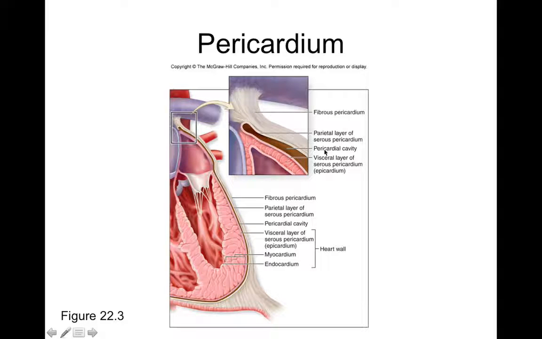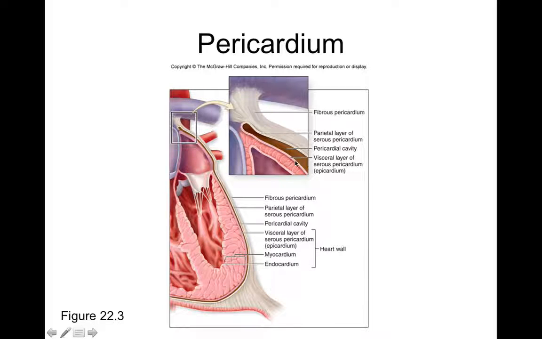So what's the main function of the fibrous pericardium again? Protection, and it prevents overfilling. How about the serous pericardium? Lubrication to reduce friction. Basically, it's almost like a frictionless environment, you guys. You don't get a lot of friction here. What's the layer of pericardium that directly surrounds the outside of the heart? Epicardium, a.k.a. the visceral pericardium. And then how about outside of that? Parietal pericardium. And they're separated by a cavity, the pericardial cavity, filled with serous fluid. Very good, you guys. Awesome.